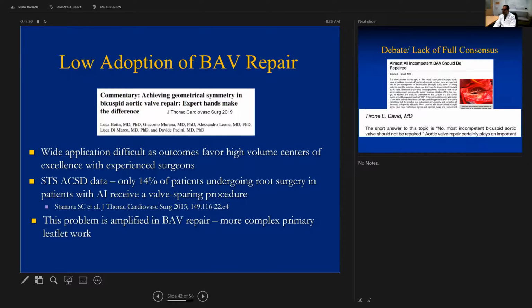If you look at the STS data, only 14% of patients undergoing root surgery who have aortic insufficiency actually get a valve-sparing root reimplantation procedure. And mind you, that's all patients with root surgery with aortic insufficiency. So that includes 3-cusp patients. If you look at the bicuspid population, it's even less. Because in bicuspid patients, we not only have to reimplant the root, we actually have to do primary repair of the valve itself. And that adds a layer of complexity which most centers have not adopted.